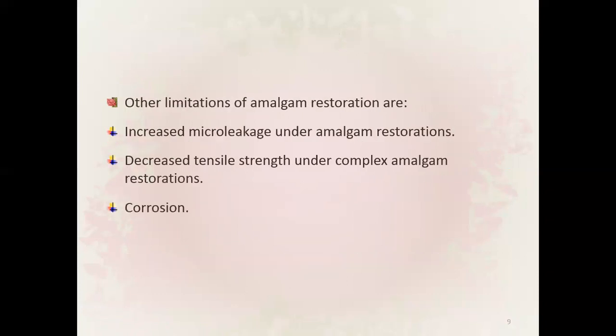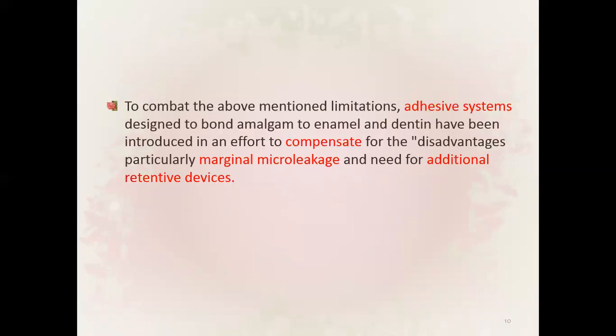Other limitations of amalgam restoration are increased microleakage under amalgam restorations, decreased tensile strength under complex restorations, and corrosion. To combat the above mentioned limitations, adhesive systems designed to bond amalgam to enamel and dentine have been introduced in an effort to compensate for the disadvantages, particularly microleakage and the need for additional retentive devices.